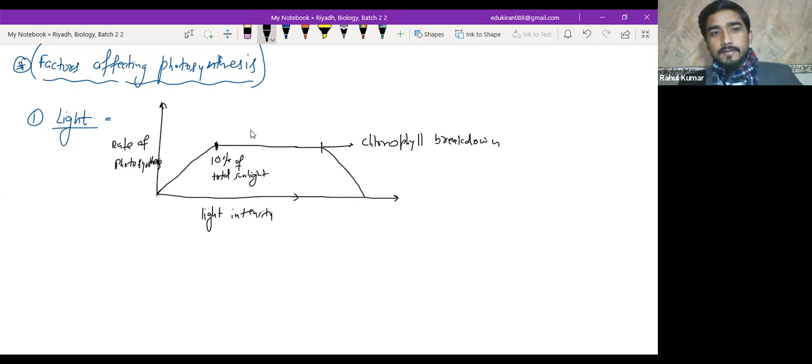So this is the effect of light. Everyone's clear? It increases, it has a linear relationship till some point, then it saturates. And if you go beyond a certain high threshold, like 90%, 100% of the sunlight, chlorophyll starts breaking down and the photosynthetic rate will again come down. Cool? Any doubts? Yes, sir.